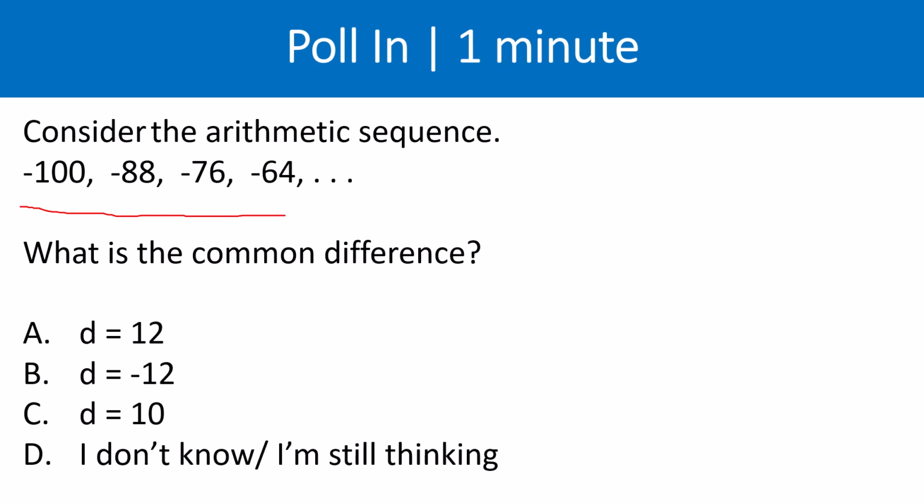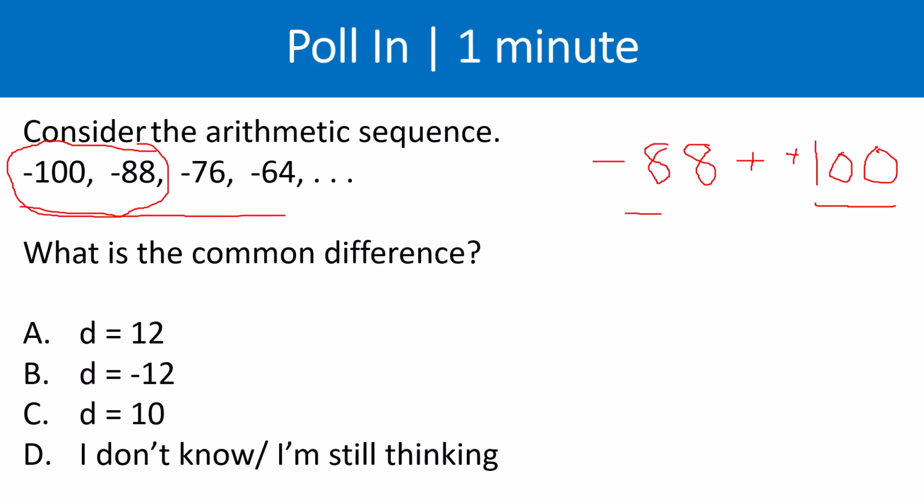All right, so I'm going to just choose the first two. So I'll take the second one, negative 88, and we'll subtract 100, or subtract negative 100. It's important that you don't forget that negative. So when you subtract a negative, it's like adding a positive. So this is essentially 100 plus negative 88, or 100 minus 88 gives us positive 12.